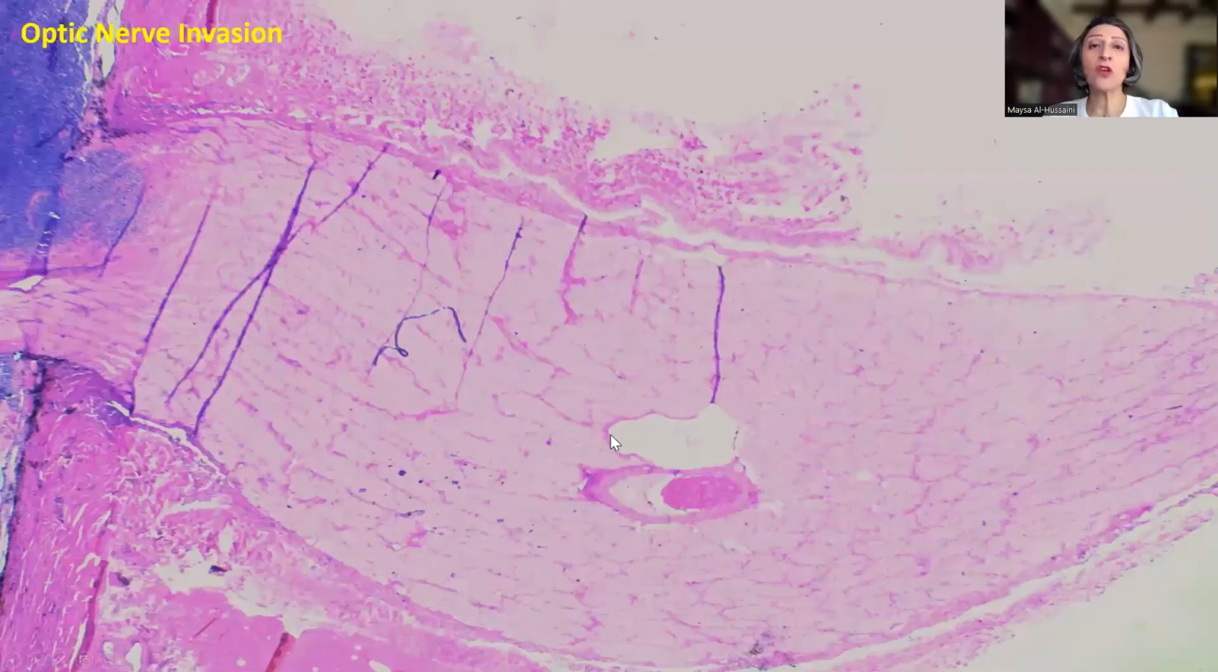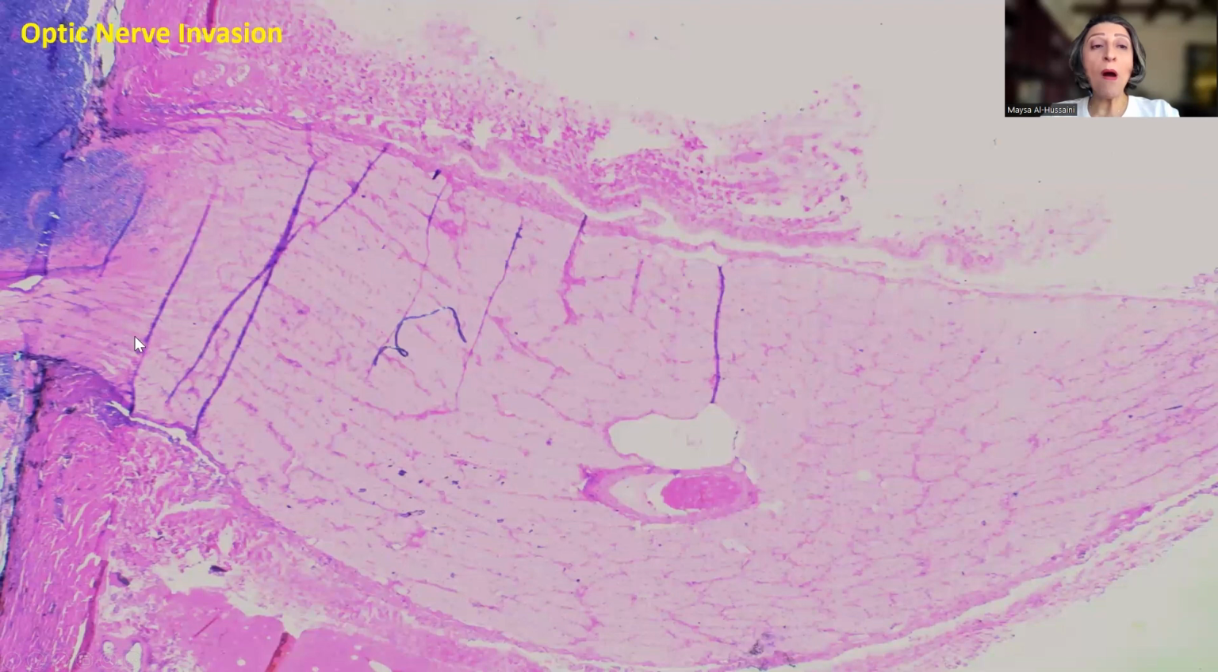Now, the other structure that we should comment on clearly, and because of this, we have sometimes to perform several 15, 20, 30 deeper levels, is invasion of the optic nerve. So we all aim to have a section that is as clear as this section. This is the optic nerve, and this is the tumor. This is the interior of the eye. This is the sclera, this part, because the sclera is in continuity with the dura of the brain.